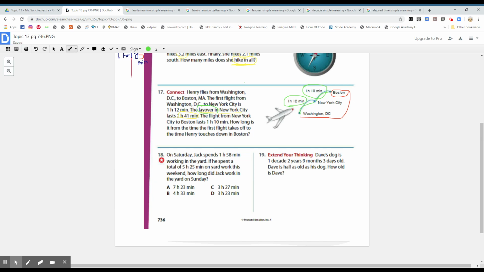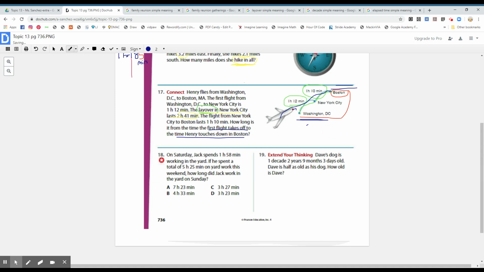How long is it from the time the first flight takes off to the time Henry touches down in Boston? Okay, boys and girls, what they're asking you is from the first flight that he took off, which is right here in Washington, and from the time that he touches down in Boston, which is the final destination. So they want to know how long it took for the airplane to travel all the way to Boston. Okay, how long did that take?